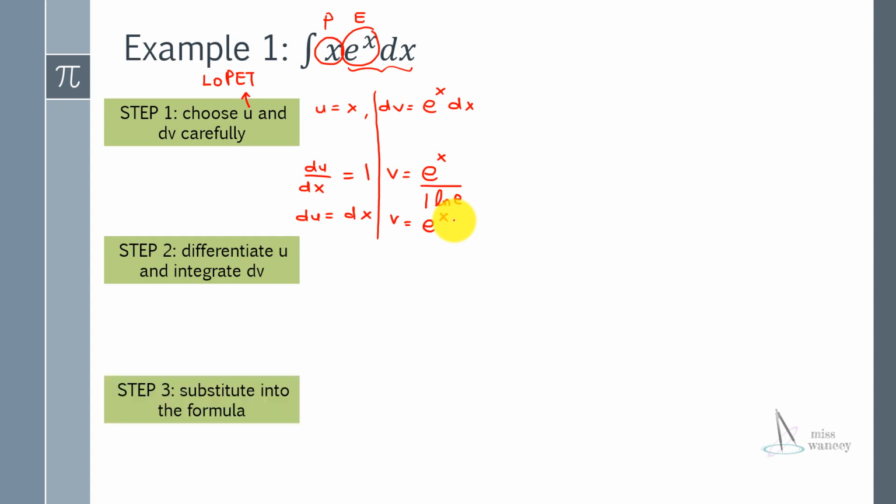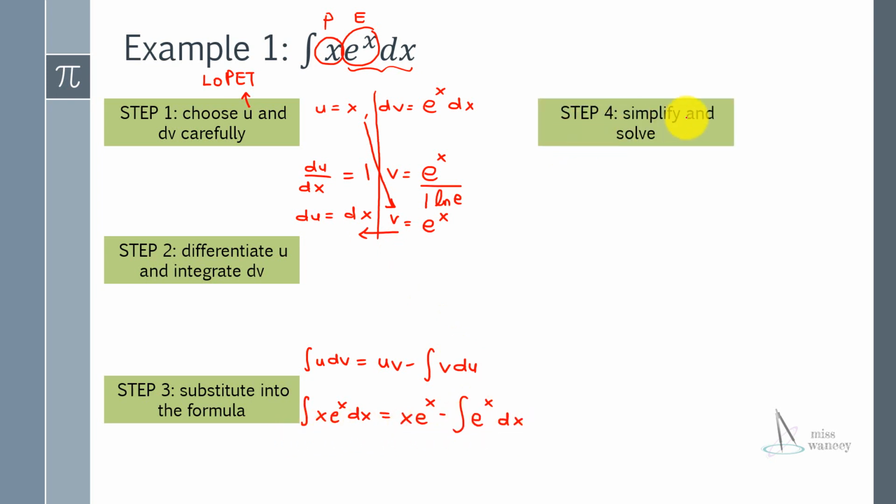Now the third step, we substitute into the formula. We know that the integral of u dv is equal to uv minus the integral of v du. So if we integrate x e^x dx, it will become u multiplied with v, which is x e^x, minus the integral of v multiplied with du, so e^x dx. So I have already substituted into the formula.